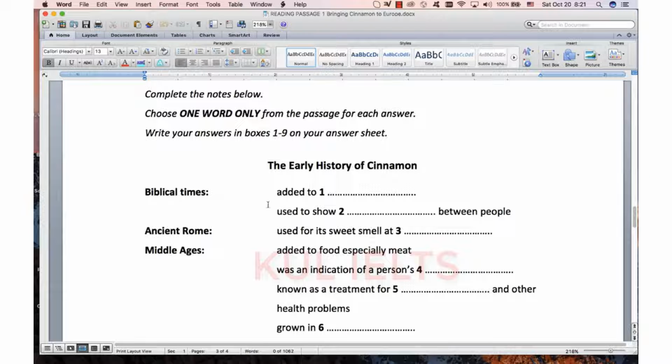Okay, let's get going. First thing that you're going to do, scan. What are you going to scan for? You're not going to scan for this. Maybe early history tells you that it'll be at the beginning. Cinnamon will be everywhere, that's the thing. What you're definitely going to scan for is these 3 things over here. So let's go and find those quickly.